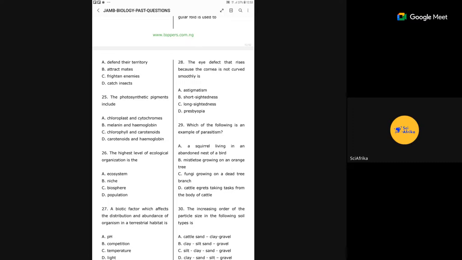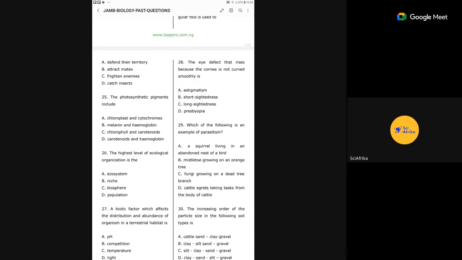So those plants that have other colors, do they have chlorophyll? The answer is this: they have chlorophyll, but they have other photosynthetic pigments. We don't only have chlorophyll as that pigment. So the answer to this question is chlorophyll and carotenoids. Carotenoids are also pigments that are involved in photosynthesis, but they are not green. So chlorophyll is green and carotenoids have other colors. So we'll go to the next one.